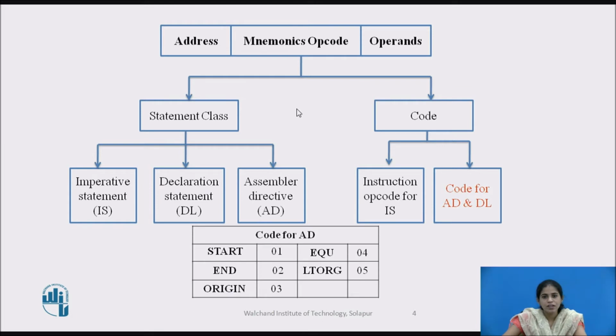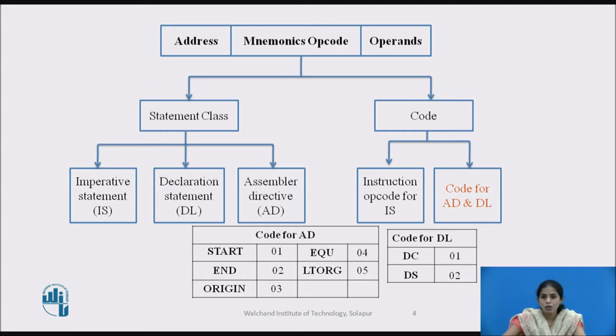Now next, we see the codes for the assembler directives. For the START, the code is 01. For the END, the code is 02. For the ORIGIN, the code is 03. For the EQU, the code is 04. And for the LTORG, the code is 05. These are the codes for the assembler directives.